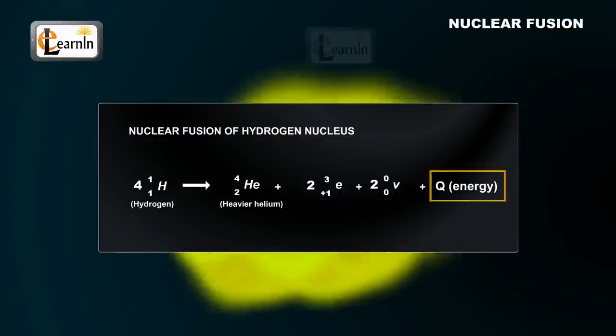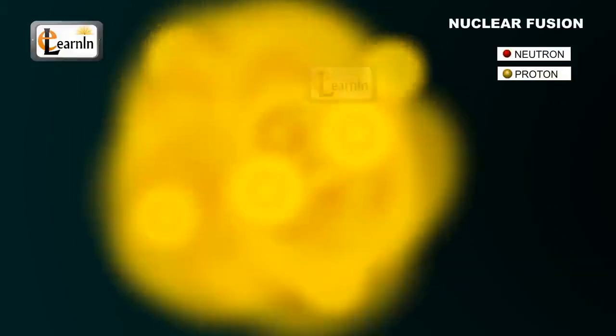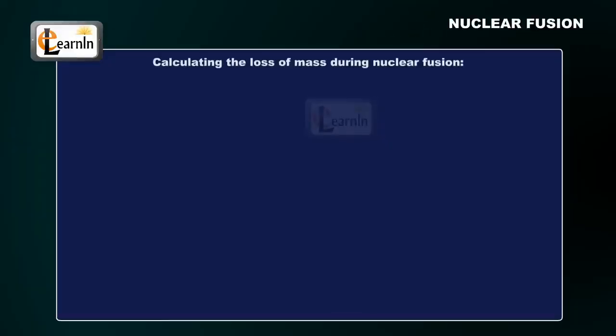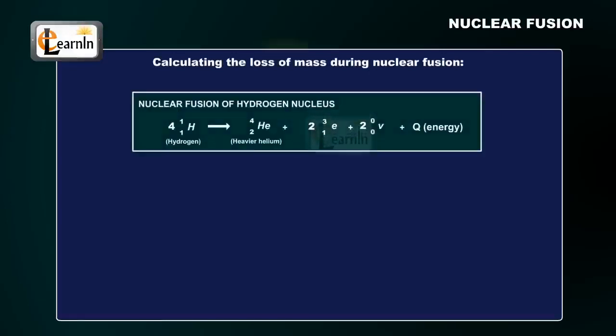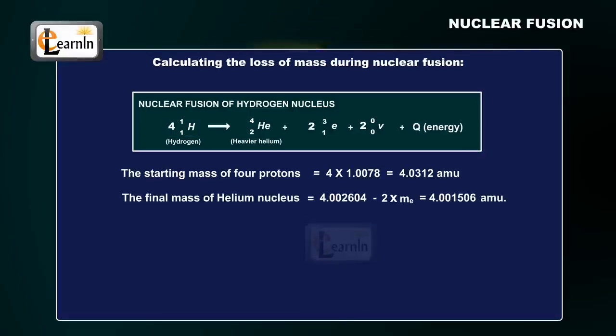But how is this enormous amount of energy being liberated from such a seemingly simple nuclear reaction? To understand this, let's first calculate the loss of mass in the process. The starting mass of the 4 protons is 4 times 1.0078, which is equal to 4.0312 AMU. But the final mass of a helium nucleus is 4.001506 AMU.